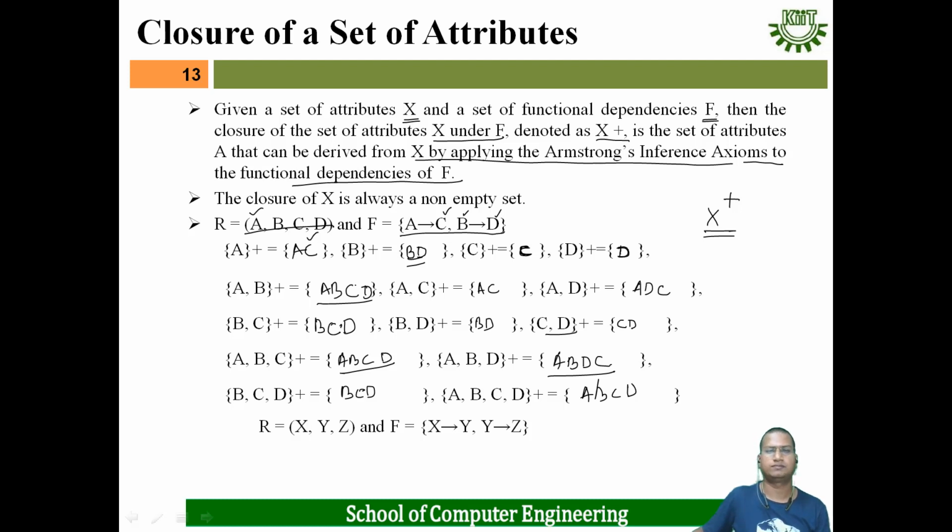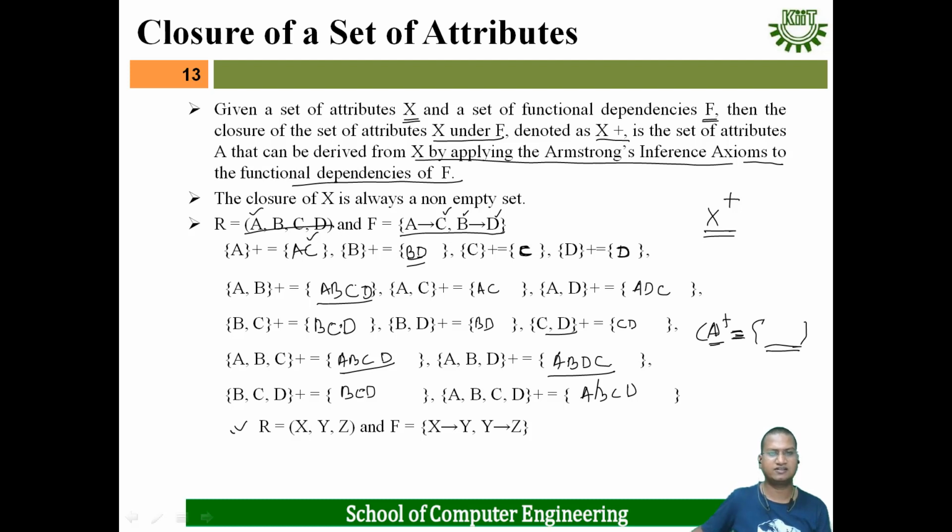All attributes will come. In this way we can find out the closure of any attribute or attribute set. That means first you take that attribute, and when you find out its closure using Armstrong axioms, whatever attributes can be inferred from this attribute, that we have to write here. This is the closure of an attribute set.